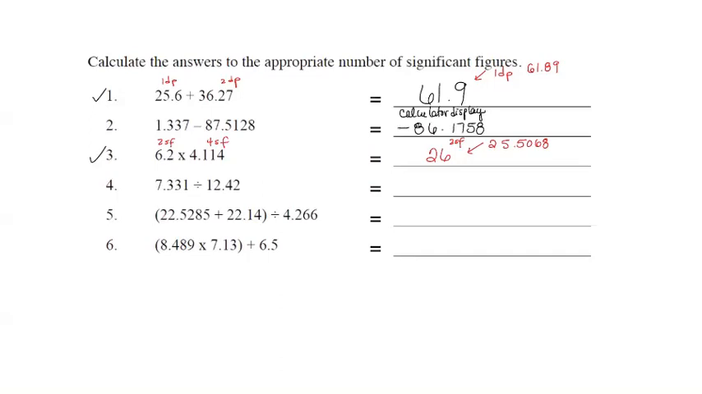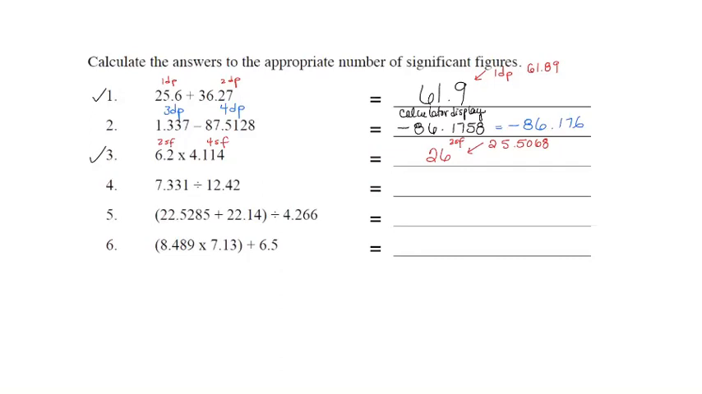86.1758. But when we look at the digits that we have, this has three decimal places. This has four decimal places. So, how many decimal places do we need to round? Great, I already see the answer here. Excellent job, you guys. So based on the decimal places, we need to express this as negative 86.176. Great job.